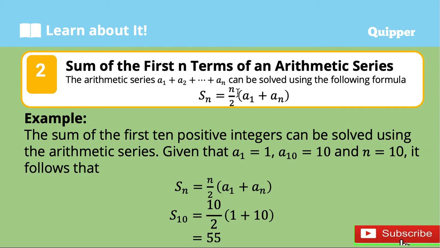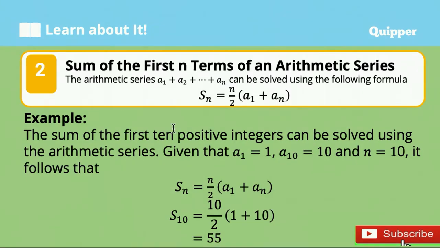of terms. For example, find the sum of the first 10 positive integers. The first 10 positive integers are the following: 1, 2, 3, 4, 5, 6, 7, 8, 9, and 10. To solve the sum or the series of the first 10 positive integers, we can use the arithmetic series formula. Of course, our a sub 1 or the first term is equal to 1, and our a sub n or the last term is equal to 10. And the number of terms is equal to 10 also.